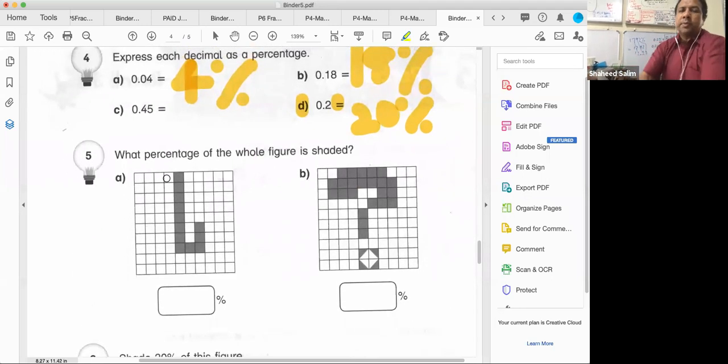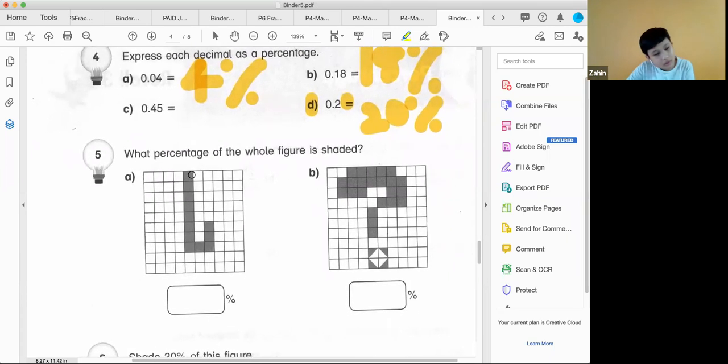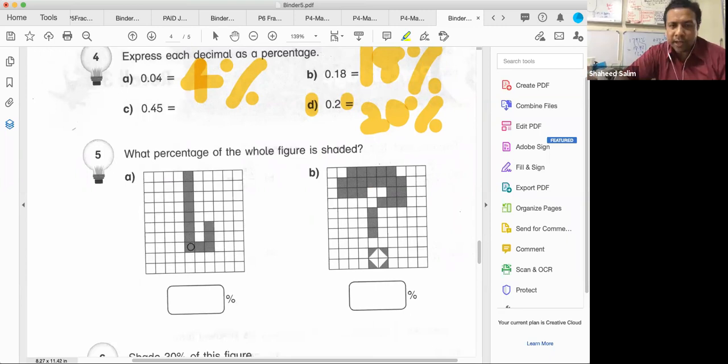Over here, what percentage of the whole figure is shaded? Anyone? 8%. Oh, 1, 2, 3, 4, 5, 6, 7, 8, 9, 10, 11, 12. 12%. Because the total is 100, right? There's 100 squares here. Okay, the next one.